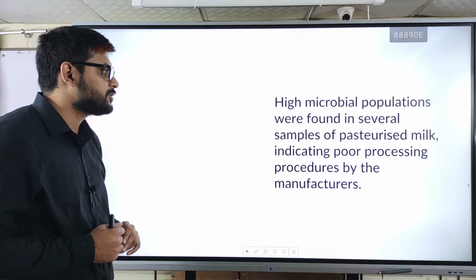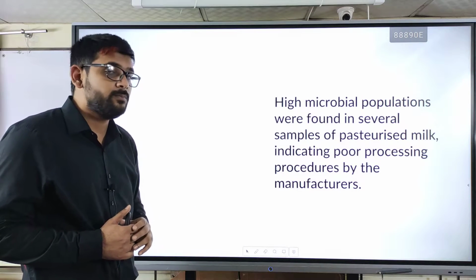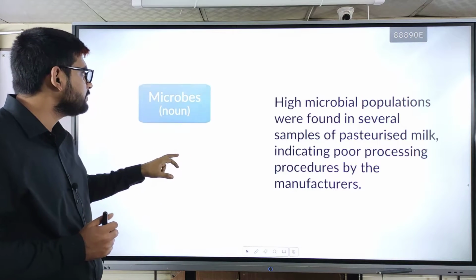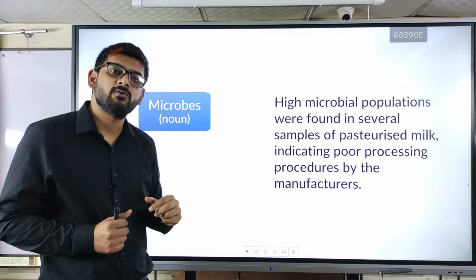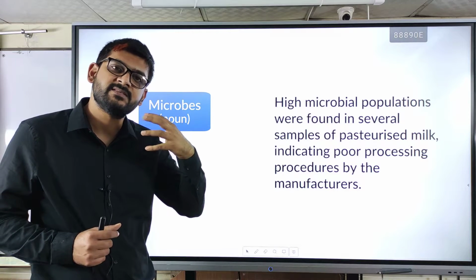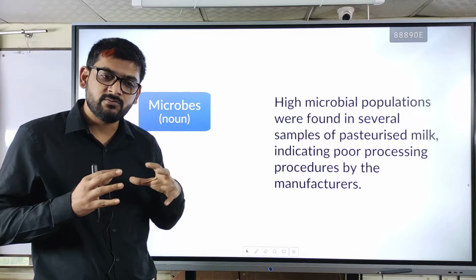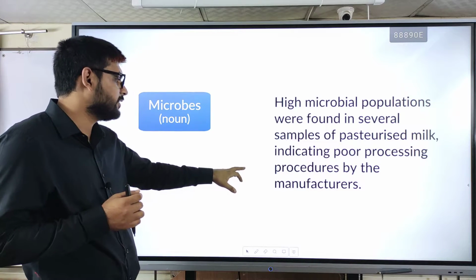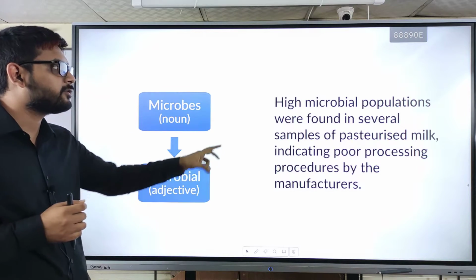High microbial populations were found in several samples of pasteurized milk. What is a microbial population? Microbial is an adjective, and this word comes from the noun microbes. What is a microbe? A microbe is a microorganism that can be single-celled or multi-celled, and they can live in a colony or in a group. There are different types of microorganism. Microbes is a noun, and the adjective form is microbial.